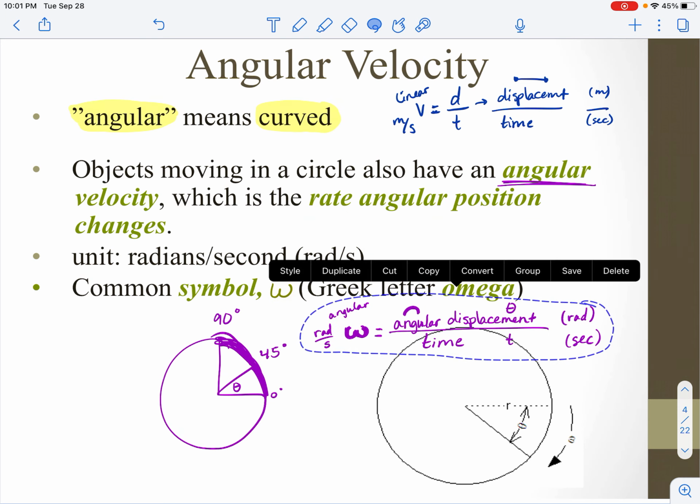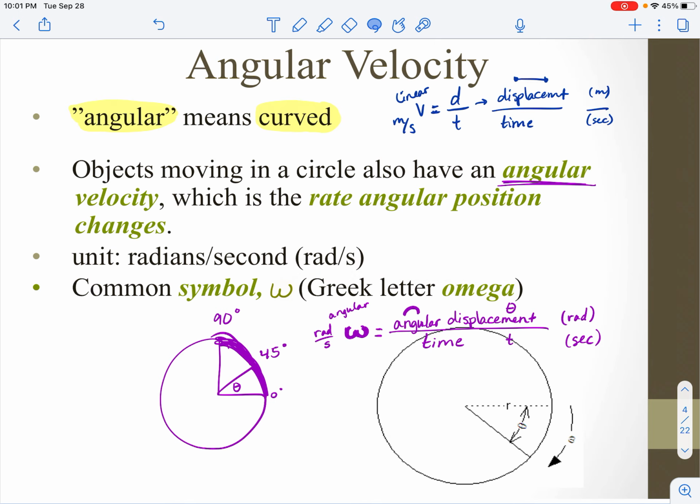The symbol for angular velocity is now going to be this symbol omega, and we are going to pronounce it omega. You might think of it as a W, but W will represent a different variable in the future, so please train yourself to call it omega. This stands for angular velocity, and it is measured in a unit called radians per second.